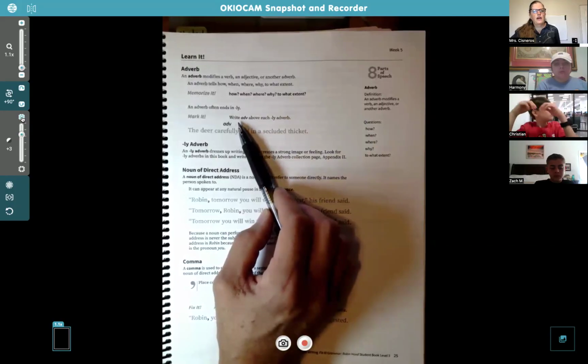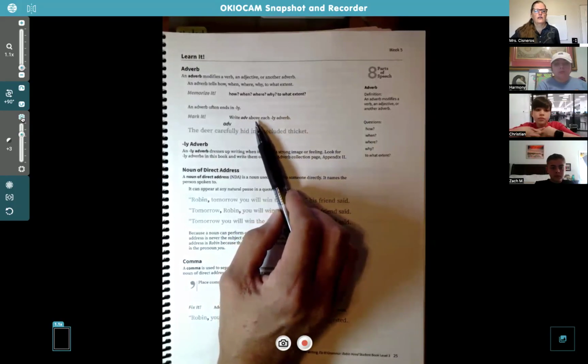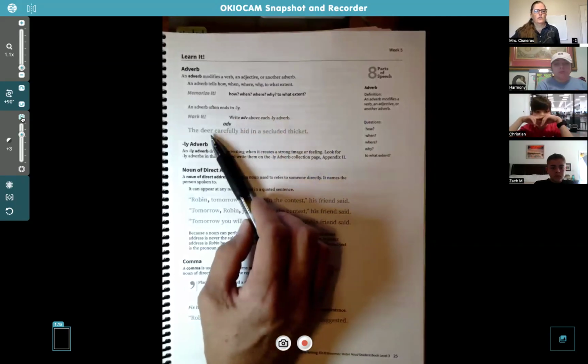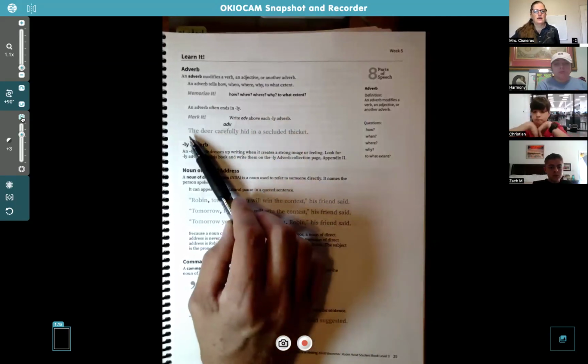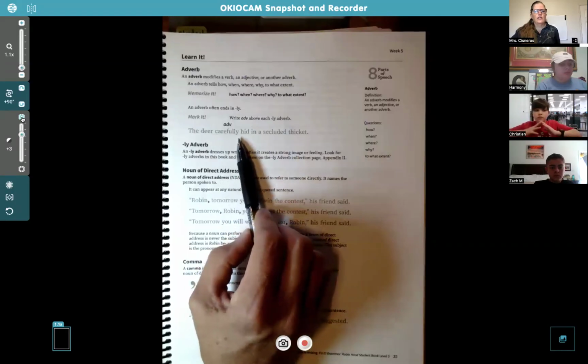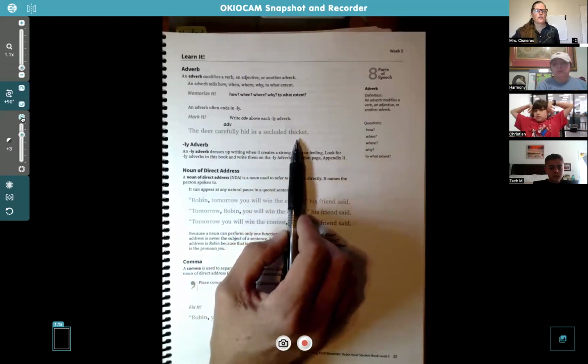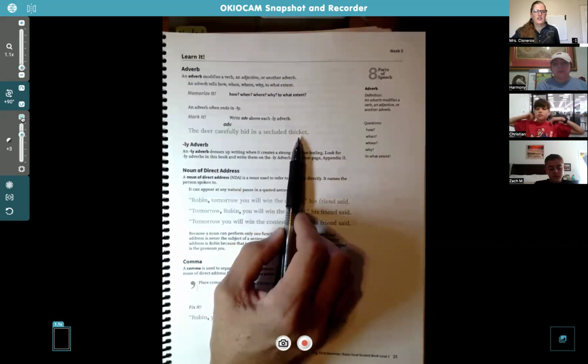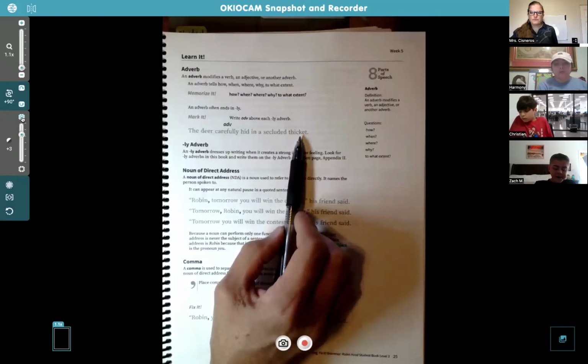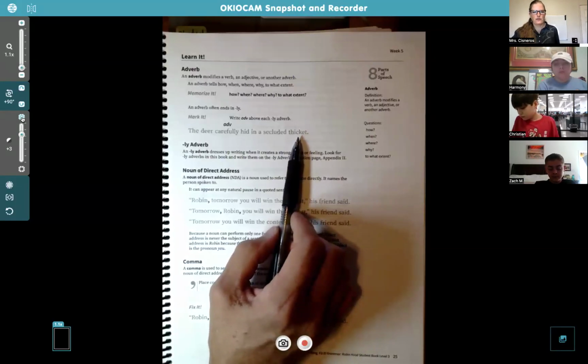So here we have ADV, you're going to write that above each ly adverb. So look at the example here. It says, the deer carefully hid in a secluded thicket. A thicket is like a lot of really thorny bushes that are in a certain area. Animals hide in there so that they can be safe from the predators, okay?